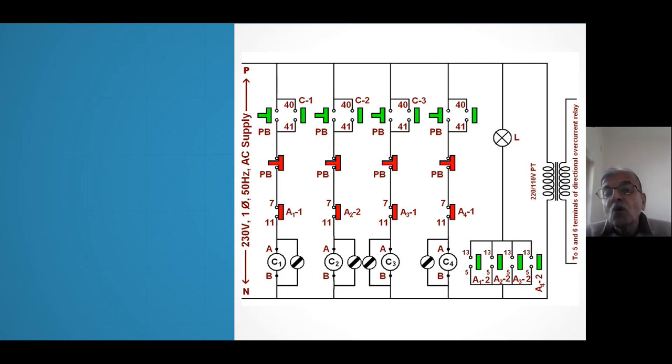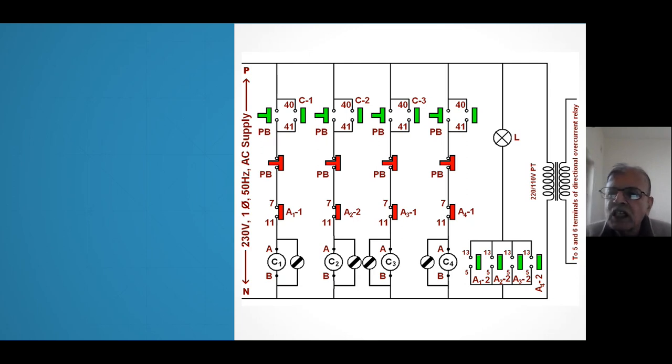Automatic operation of the breaker, how will it open? That is shown in the other slide. But when C1 operates, its indicator is also on. So you come to know that C1 is operated. Similarly, C2, C3, C4 can be operated, and the whole parallel feeder is operated.